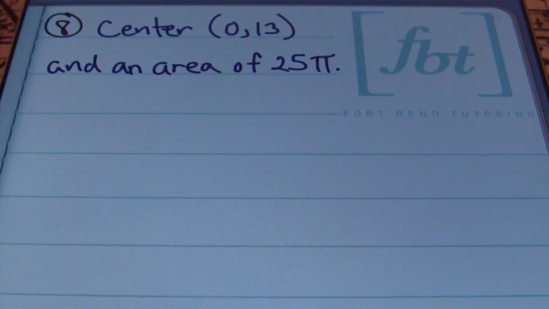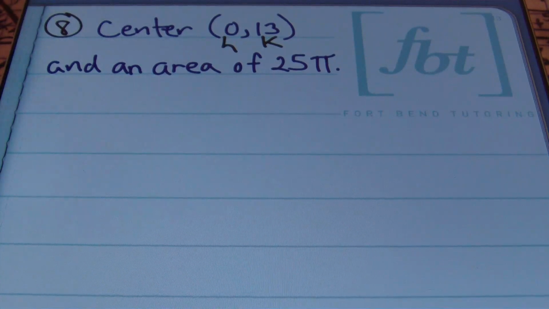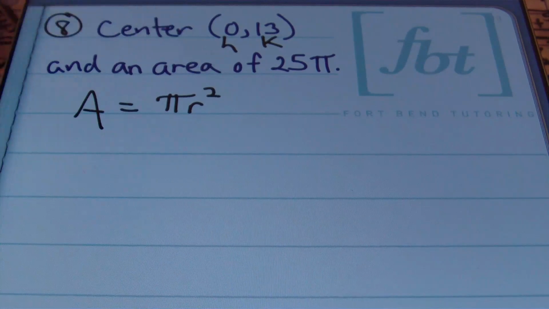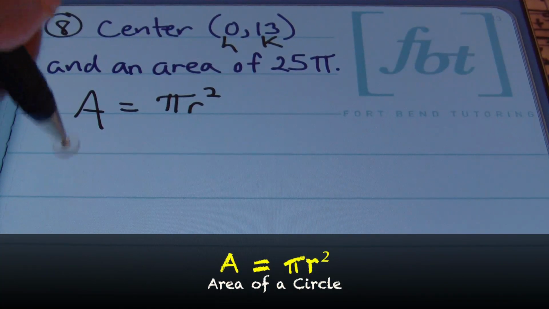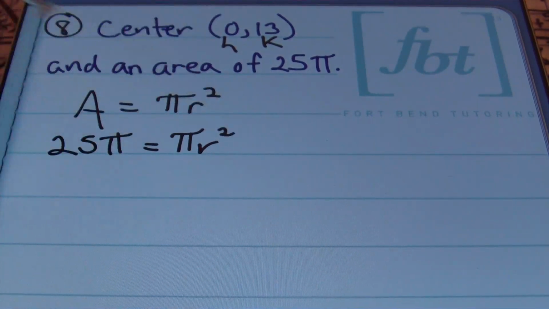All right, for problem number 8, we're given a center at 0, 13, and they also give us the area of the circle, which is 25 pi. So if we're asked to find the center-radius form given this information, let's do the following. Let's start by labeling our point h, k. I know that the area of a circle is going to be pi r squared. Well, this comes in handy because I know that the given area is 25 pi, and I'm going to set this equal to the formula pi r squared and solve for my radius, okay?